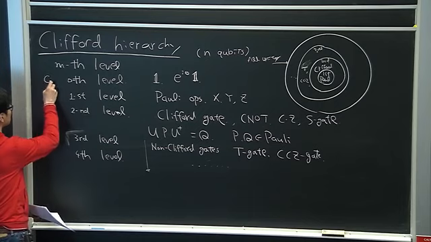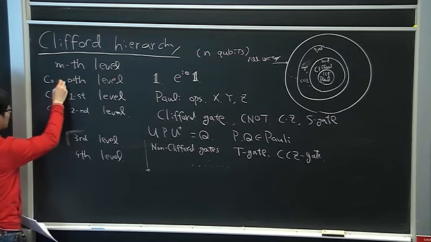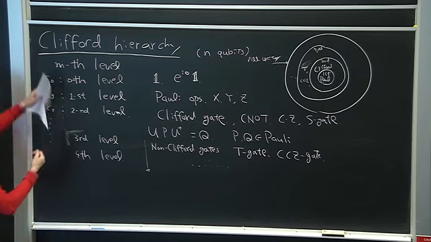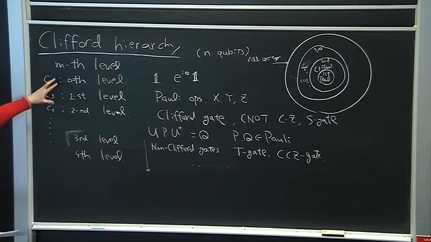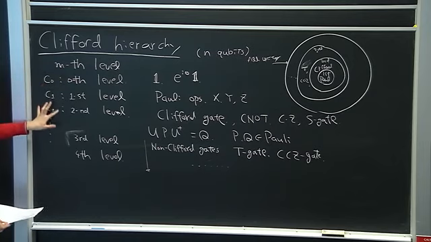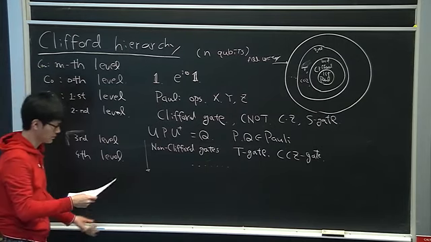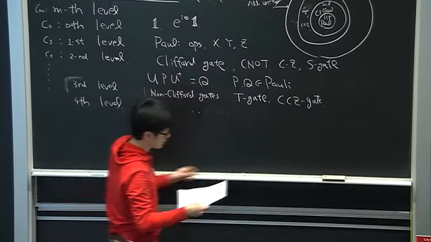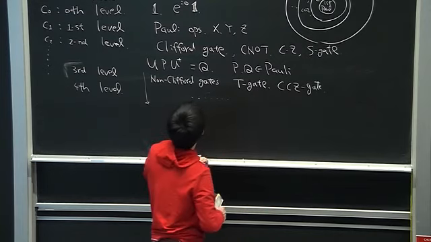Now I'm going to use these notations C0, C1, C2, and so on to denote the set of these operators. Now, I didn't give any definition of how to construct this hierarchy, but I just illustrated the fact that this set Cm is sort of increasing as m becomes bigger and bigger. But now let me give you a formal definition of the Clifford hierarchy.